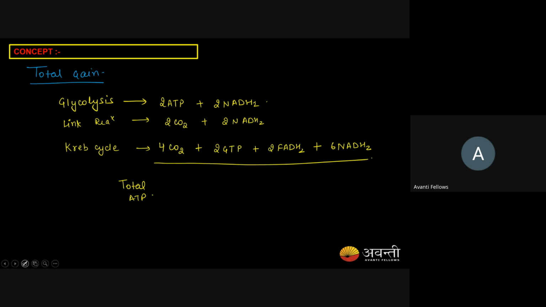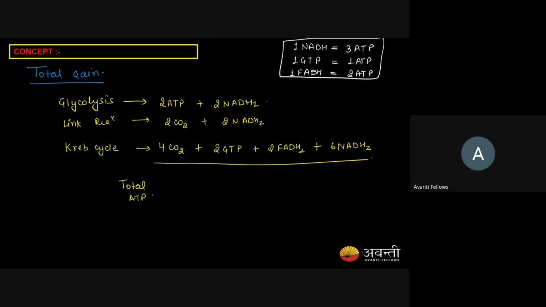Just telling you, देखो. 1 NADH is equals to how many ATP? 3 ATP. 1 GTP is equals to how many ATP? 1 ATP. 1 FADH2 is equals to how many ATP? 2 ATP. Chalo. Try to calculate the total ATP. Then we'll solve some questions. Do it.